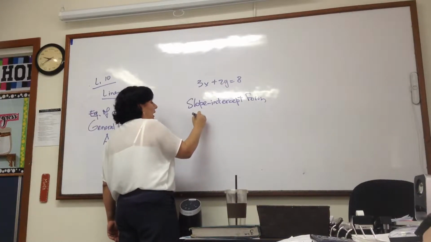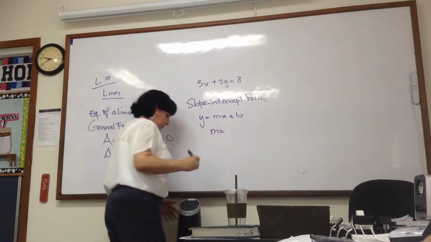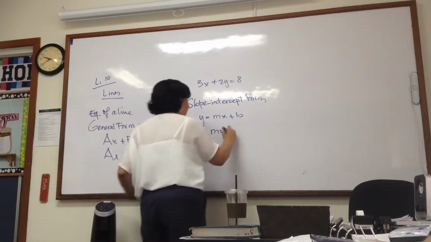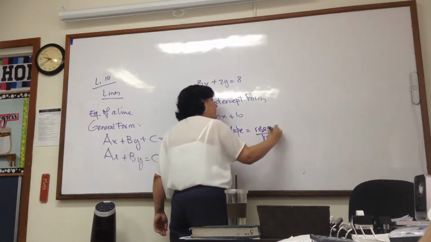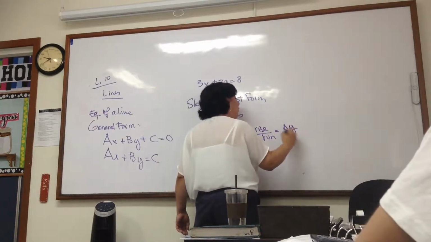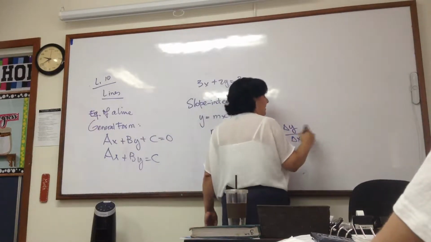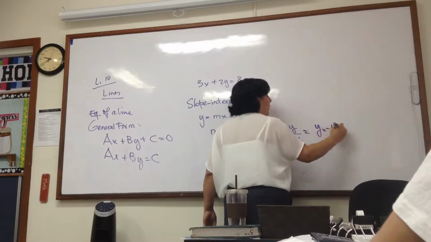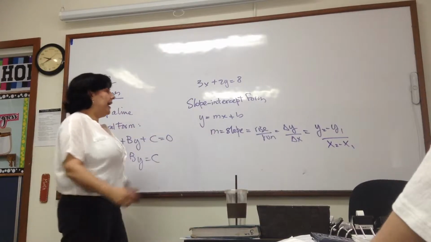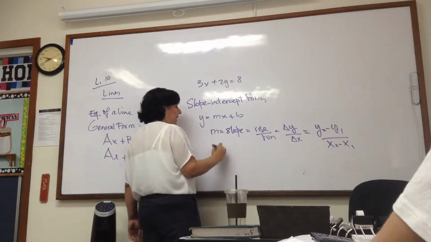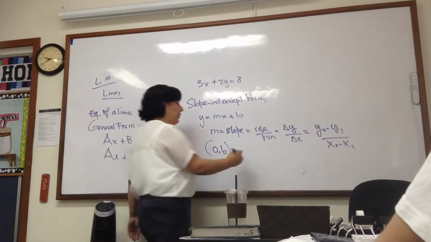Slope-intercept form is y equals mx plus b, where m is what? The slope. And what is the slope again? Rise over run. Very good. Rise over run, which is delta y over delta x, because you remember that delta means change. And that means if it's a change, it's y2 minus y1 over x2 minus x1. Okay. And 0 comma b is the? Y-intercept. Very good.